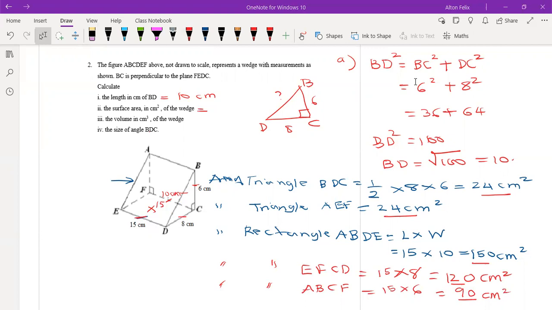Plus 24, plus 24, plus 150, plus 120, plus 90. I have a grand total of 408 centimeters squared. Let's put that answer up here.